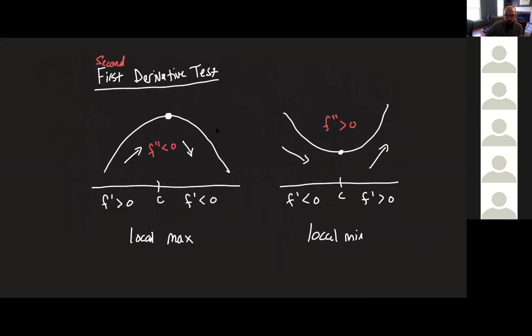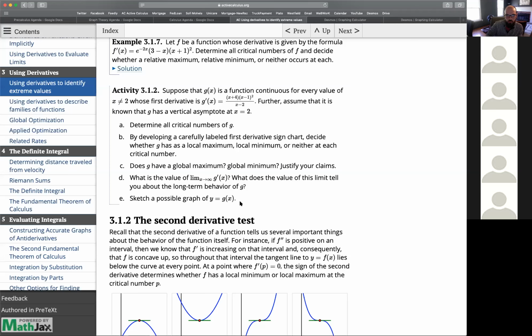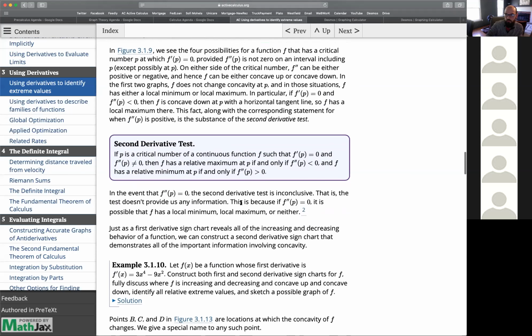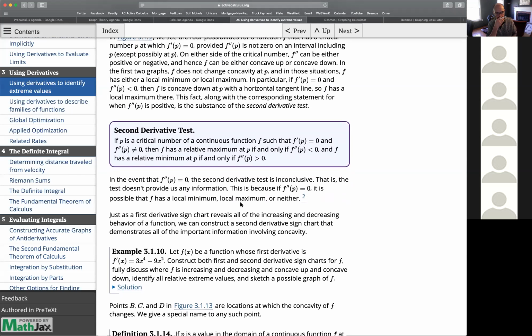Okay, so let's jump back over to the book and see the formal statement. The second derivative test tells us this. You have a critical number, so your first derivative is 0, and your second derivative is not 0. Then you have a maximum if and only if you are concave down, and a relative minimum if and only if you're concave up. So there's lots of information. There are some caveats in this statement.